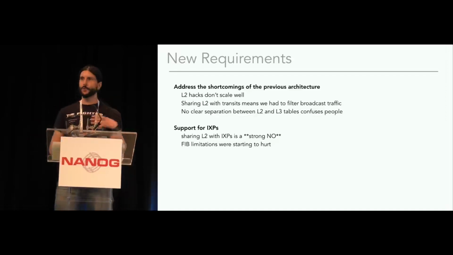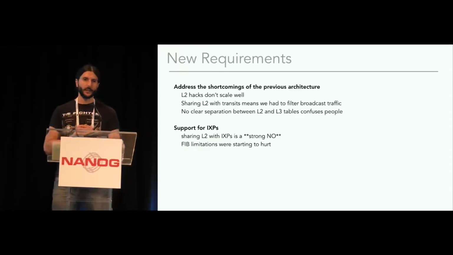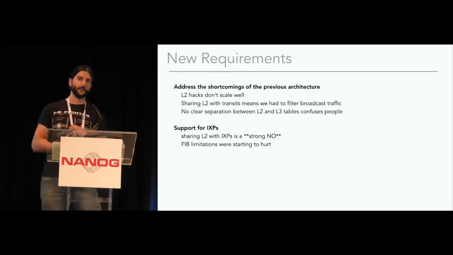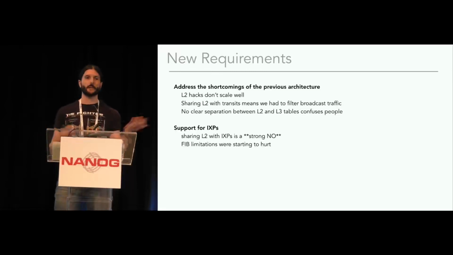Also, the previous control plane didn't support IXPs. IXPs, by definition, are already layer 2 domains, and you're not going to connect your own layer 2 domain with someone else's, because that's just calling for disaster. So what we were doing with IXPs was to install routes coming from peers in there into the FIB, which means that we were running into FIB limitations in big IXPs like AMS-IX, DE-CIX, etc.